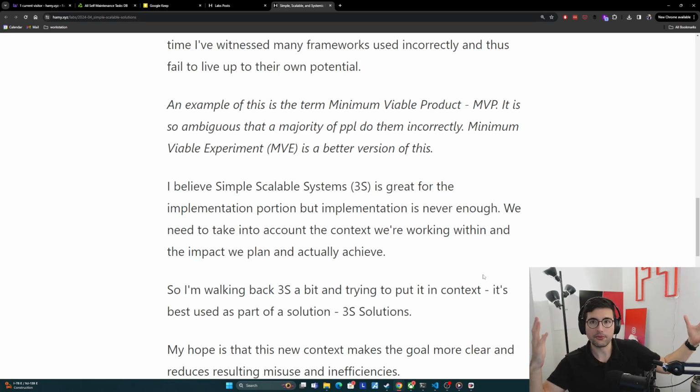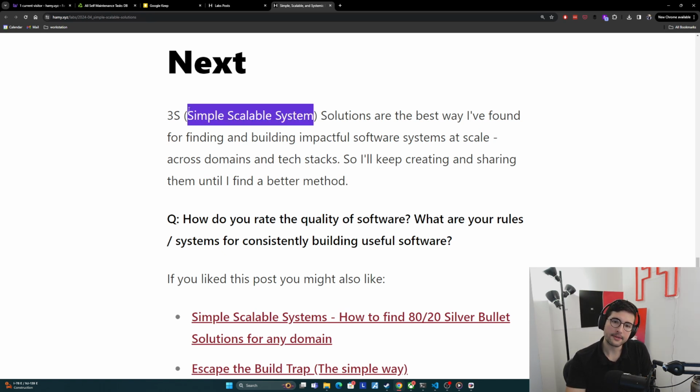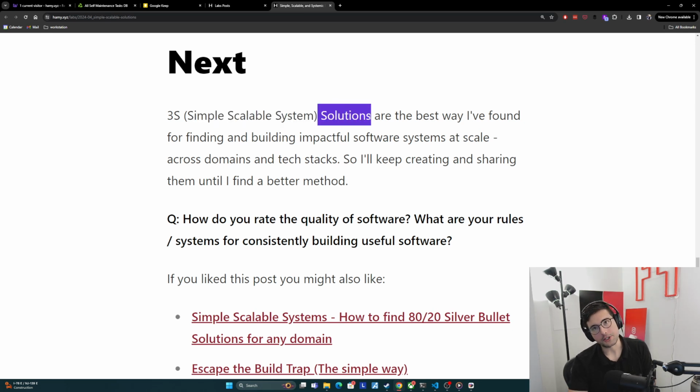That's how you actually move fast with stable infrastructure, by crystallizing this knowledge into 3S that you can use everywhere. But, as I said, you can have a really awesome system that's absolutely useless and doesn't actually do anything. So it needs to be a 3S solution. If it doesn't have either side of those, it's going to have problems. So 3S solutions are the best way I've found for finding and building impactful software systems at scale. I think a lot of people, especially engineers, are good at the simple scalable system part, maybe not so good at making sure that they're actually solutions. And this is how we get huge, crazy, complex software things that don't do anything. And so I'm going to keep creating these and sharing them, until I find a better method.